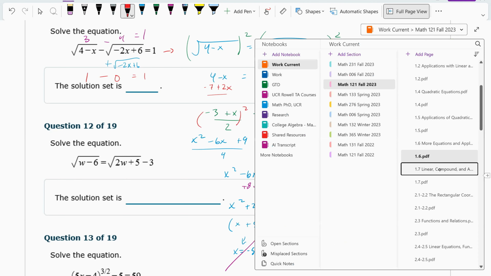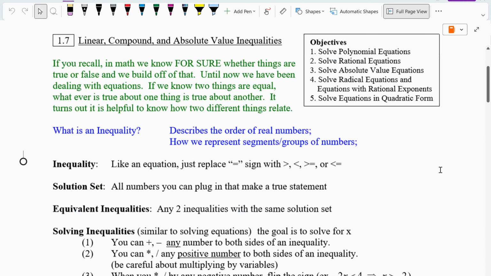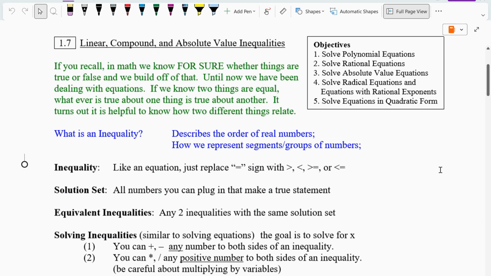All right, let's go ahead and get started with section 1.7. It's all about linear inequalities. So linear means what again? Yeah, straight line. What does it mean about my variable exponent? What's the exponent of my variable for straight lines? 1. Very good.